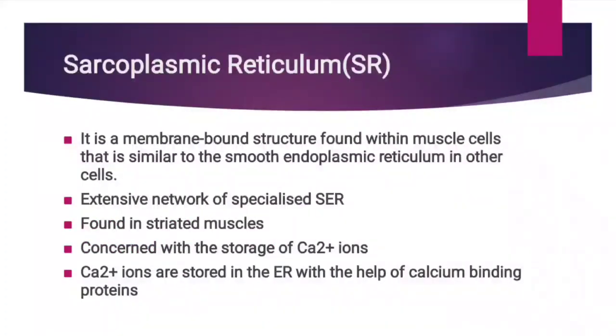Then this is the sarcoplasmic reticulum. It is a membrane-bound structure found within muscle cells which is similar to the smooth endoplasmic reticulum in other cells. Sarcoplasmic reticulum is an extensive network of specialized smooth endoplasmic reticulum found in striated muscles, which is mainly concerned with the storage of calcium 2 plus ions. Calcium 2 plus ions are stored in the endoplasmic reticulum with the help of calcium binding proteins.